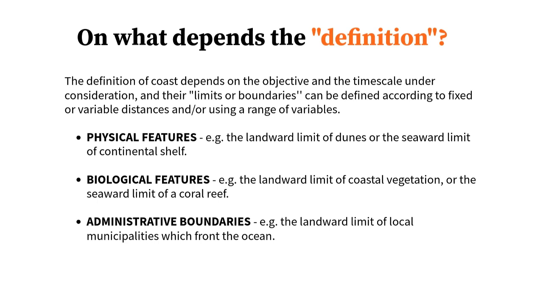Examples of these variables are physical features, for example, the landward limit of coastal dunes or the seaward limit of the continental shelf. Also, biological features can be used, for example, the landward limit of coastal vegetation or the seaward limit of a coral reef. And finally, we can use administrative boundaries, for example, the landward limit of local municipalities which front the ocean.